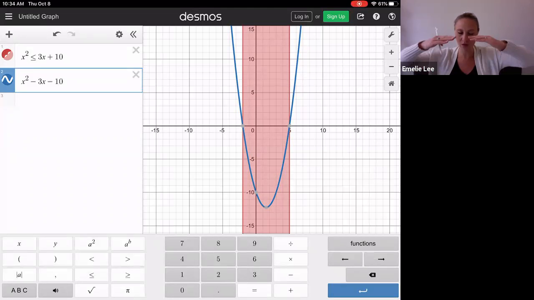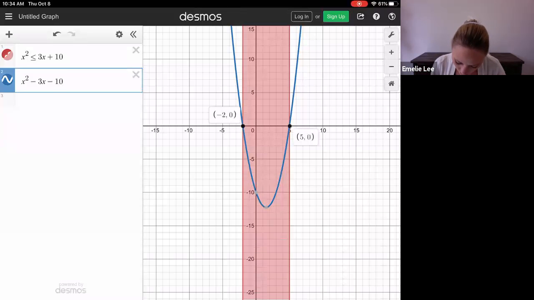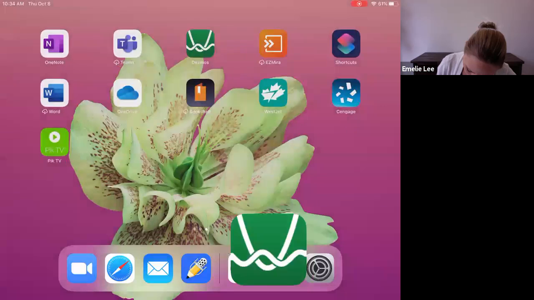Looking at this graph, everything below the x-axis is where it's negative, and everything above is where it's positive. So it makes sense that these 2 points are the same. That's where it crosses into negative territory. And because it's less than or equal to, it's inclusive of these points. Okay, so let's make a note of that.